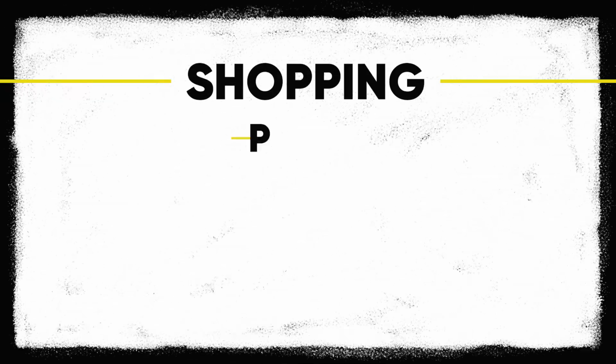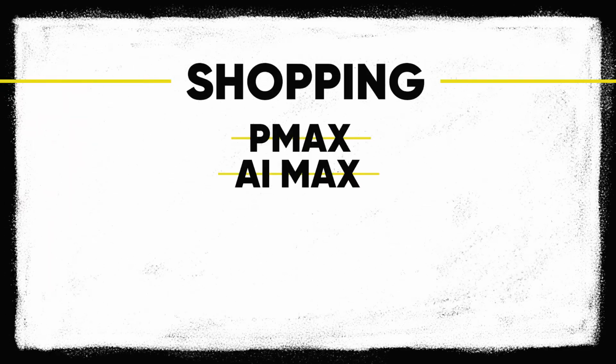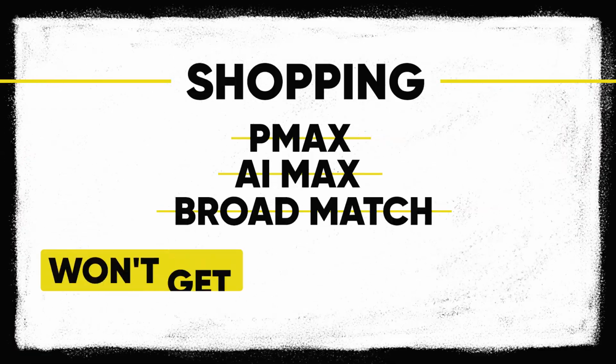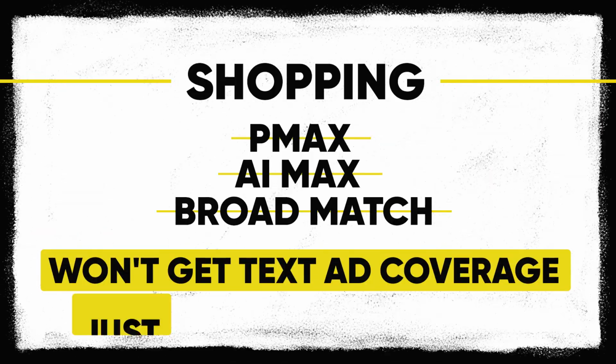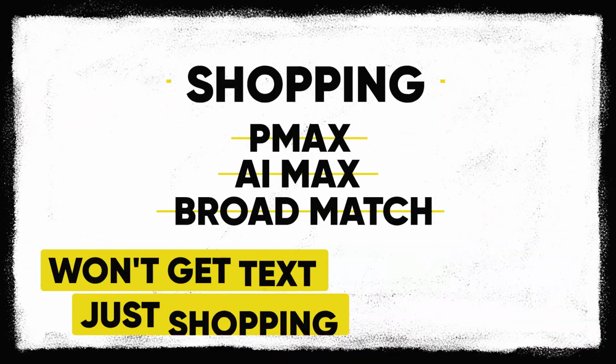So if you're running shopping, but you're not running Performance Max and you're not using AI Max and you're not using broad match, then you won't get text ad coverage. You would just get shopping ad coverage. If you're running PMax, you're probably going to get both. You're getting text and shopping in most cases, especially if you're running a full asset group there. And then obviously, if you're running broad match or testing AI Max, this can help you get coverage as well.